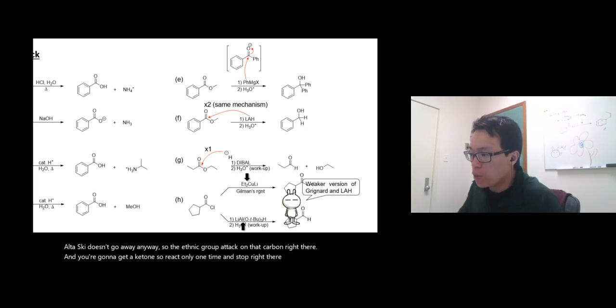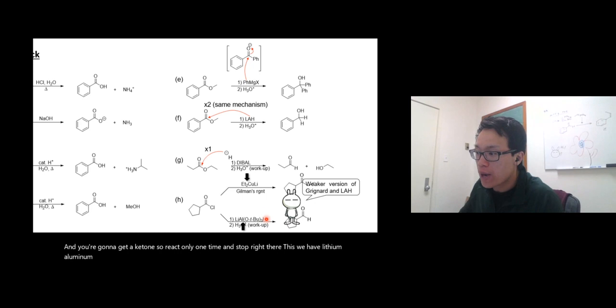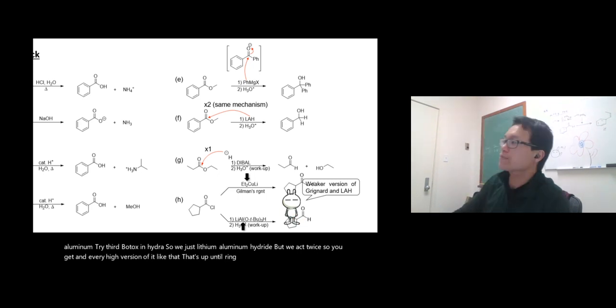This we have lithium aluminum tri-tert-butoxy hydride. So just like lithium aluminum hydride, but react only once, so you get an aldehyde version of it, like that. That's a pentyl ring, right? That's an aldehyde. Okay.